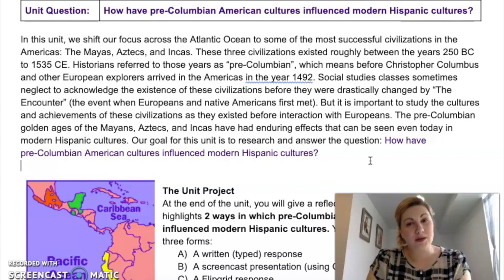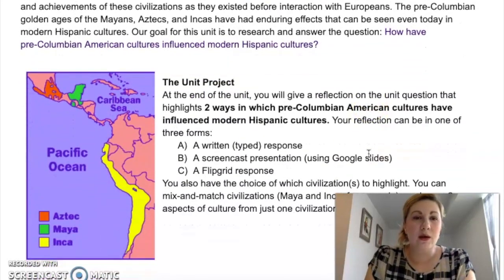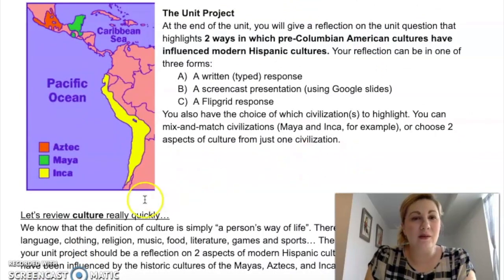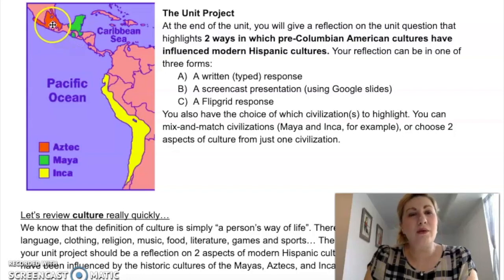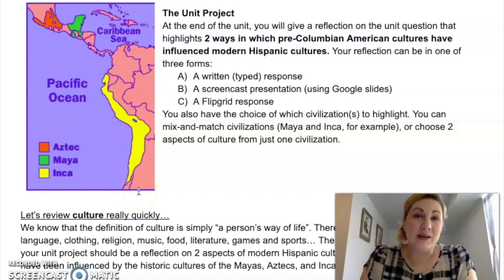Let's take a look at the project that we're going to do. Well, first of all, on the left-hand side, this is a map that shows you generally where these civilizations existed. And you'll see more of this in our content video. The Mayans were on the Yucatan Peninsula, just a bit north and west. This is where the Aztec civilization was. And then all along the west coast of South America was Inca territory, the Incan Empire.